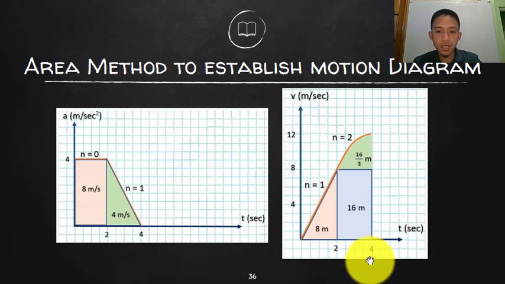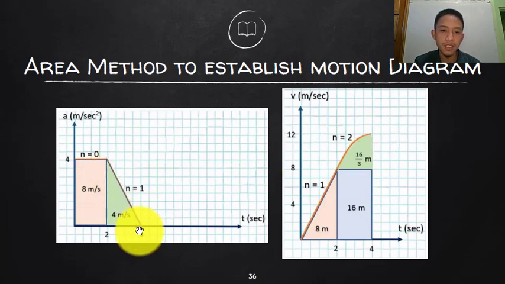So from 2 seconds to 4 seconds, from this point, since you already have the 8 meters per second, you will add that 4. From 8, we will be adding 4, it will now become 12. But the question is, what is the drawing of that? First degree, it will now become second degree.